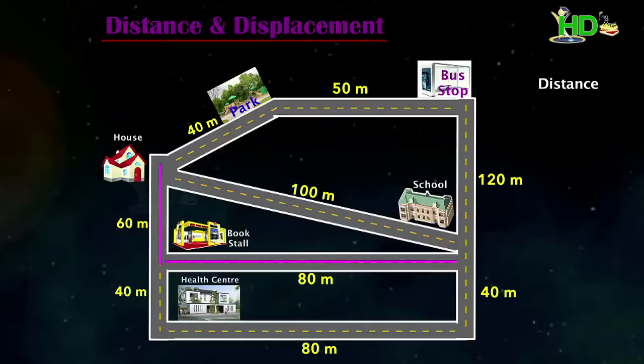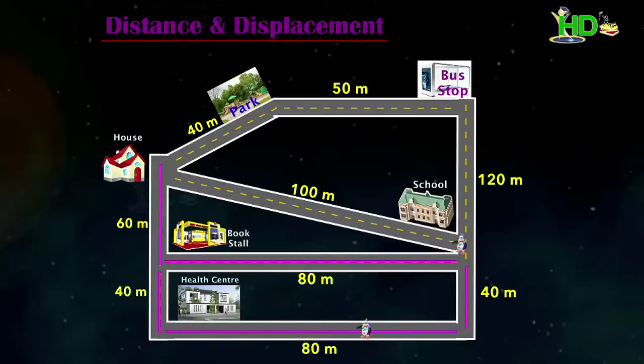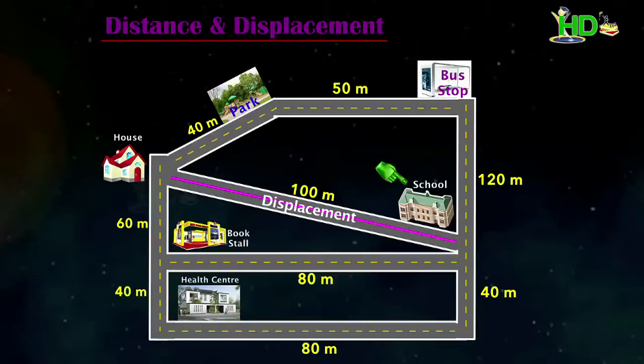Similarly, if you go by this path, how much distance do you have to walk? 60 plus 80, that is 140 meters. But the displacement is 100 meters. In this case, what are you observing? The distance may change, but the displacement is constant. The magnitude of the distance depends on the path you travel. But the displacement is the shortest distance between initial and final position. It is always constant and it is always along this direction.